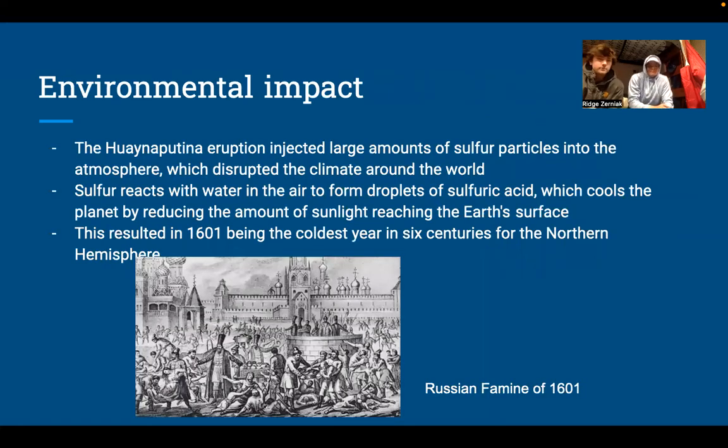The environmental impact of the eruption. First of all, it injected large amounts of sulfur particles into the atmosphere. The sulfur reacted with water in the air to form droplets of sulfuric acid, which cools the planet by reducing the amount of sunlight reaching Earth's surface. That resulted in the following year, 1601, being the coldest year in 6 centuries for the Northern Hemisphere.